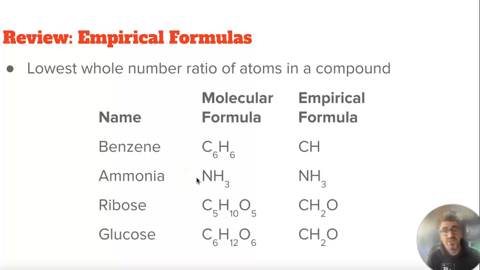Here are some other examples: benzene, ammonia, ribose, glucose. Their molecular formulas are different, but in some cases, the empirical formula can be the same. So the empirical formula for benzene is taking the reduced ratio 6 to 6 to 1 to 1. In some cases, a molecule will have the same empirical formula as a molecular formula. Two different molecular formulas can actually have the same empirical formula, much like ribose and glucose.